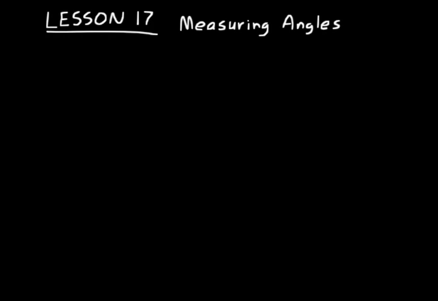Lesson 17 is about measuring angles. Now back in lesson 7 you learned about angles. You learned how to name them and the different kinds, the acute, the right, the straight angle, the obtuse angle.